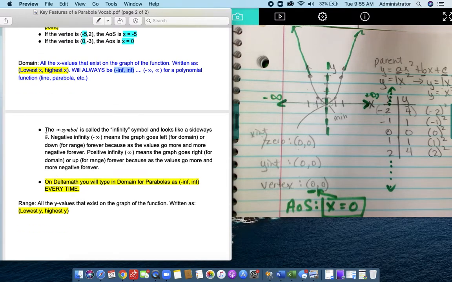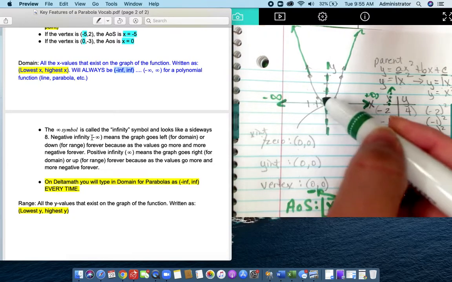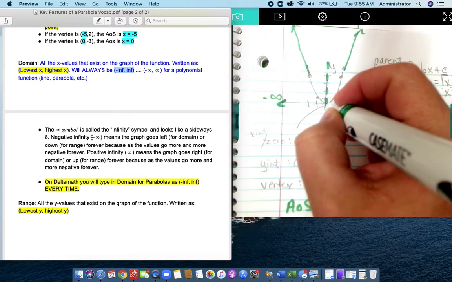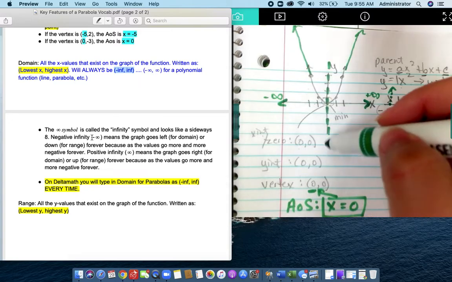So I just have a couple notes down here that the infinity symbol is called, quote, infinity symbol, and it looks like a sideways 8. So some students actually take their paper and turn it and write it like an 8 until you get the hang of writing it. Negative infinity means we are going left forever if we're talking about domain. And for range, which we'll talk about in a second, that actually is our y values going up and down.